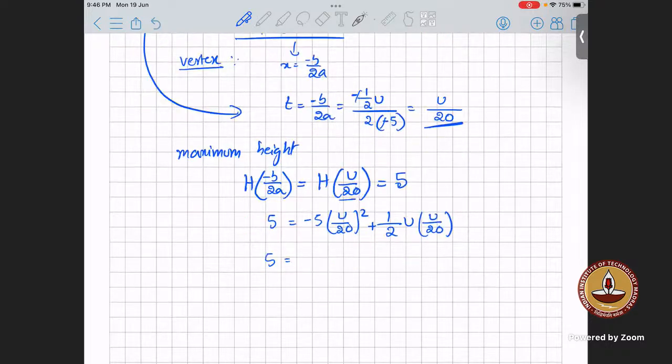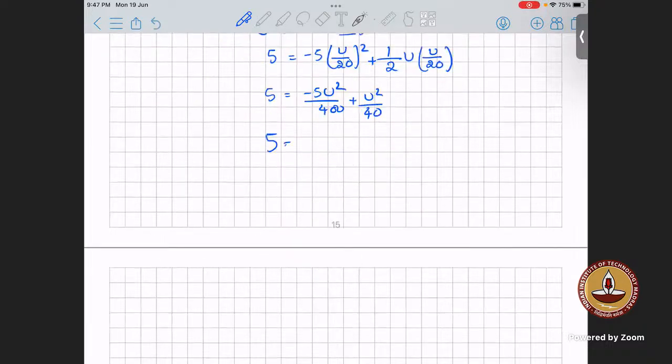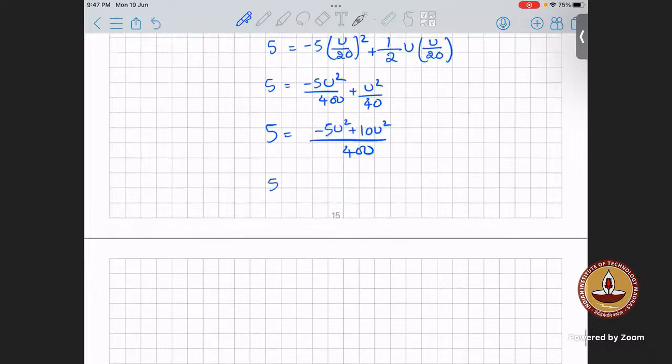5 equal to minus 5 u square by 400 plus u square by 40. 5 equal to, let's take LCM, 400 minus 50 u square. Sorry, not 50. Minus 5 u square plus 10 u square. 5 equal to 5 u square by 400. 5 cancel. u square equal to 400.